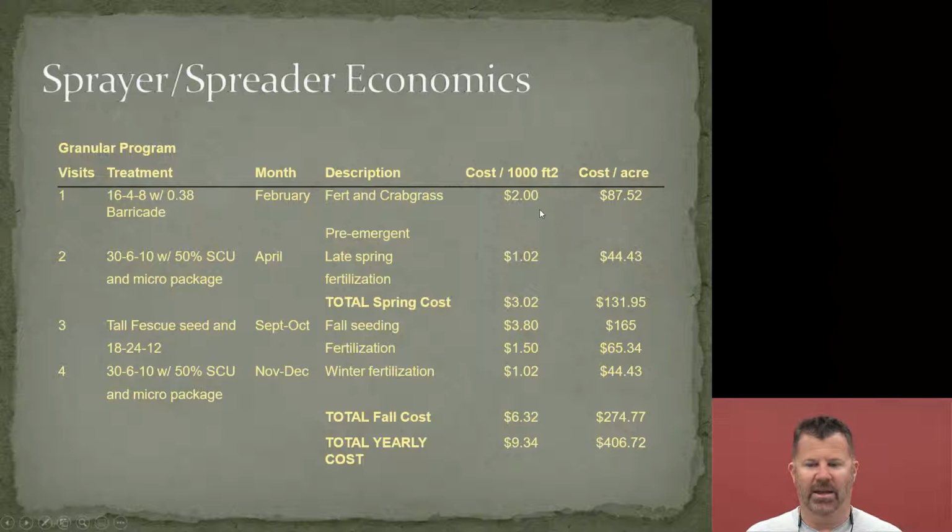You're going to know, hey, we've got a client that's got 9,000 square feet. Well, when we're doing the 16-4-8 in February, if we got a 9,000 square foot lawn, we're going to have $18 worth of product. Then you come up with your labor rate, guys, and you know exactly what this is going to cost you. And if everybody renews with you the next year, you know how much product you're going to apply the following year.